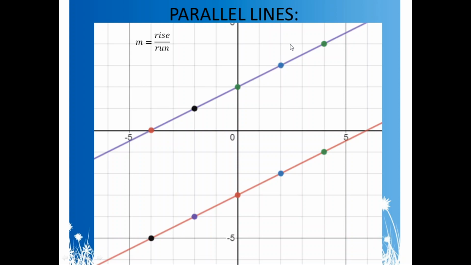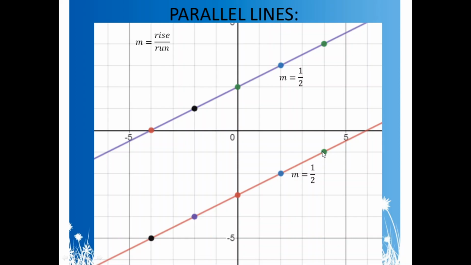So the rise is 1 and the run is 2, which means then that the gradient is 1/2. Let's look at this other line here that is parallel to the first one. It goes up 1 and across 2, all the way up. So its gradient is also 1/2.